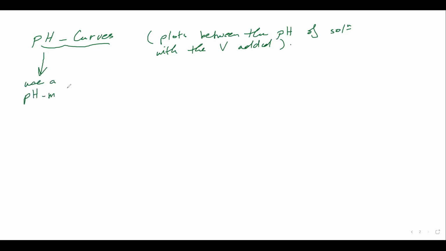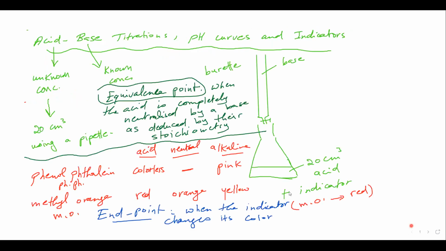I'm going to show it to you in the book. So in order to plot the pH curves, which means plotting the pH of the solutions against the volume added from the burette, we are going to use something called a pH meter. And as I told you, we want to make this titration without using the indicator, so that we know which indicators we are going to use.